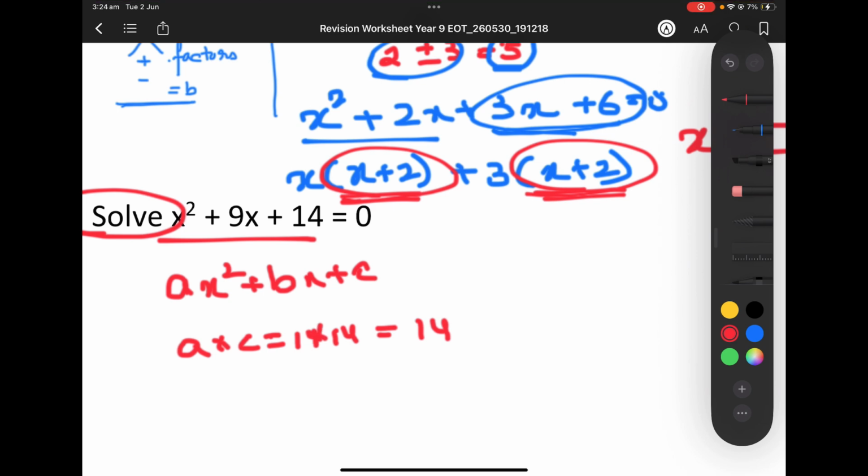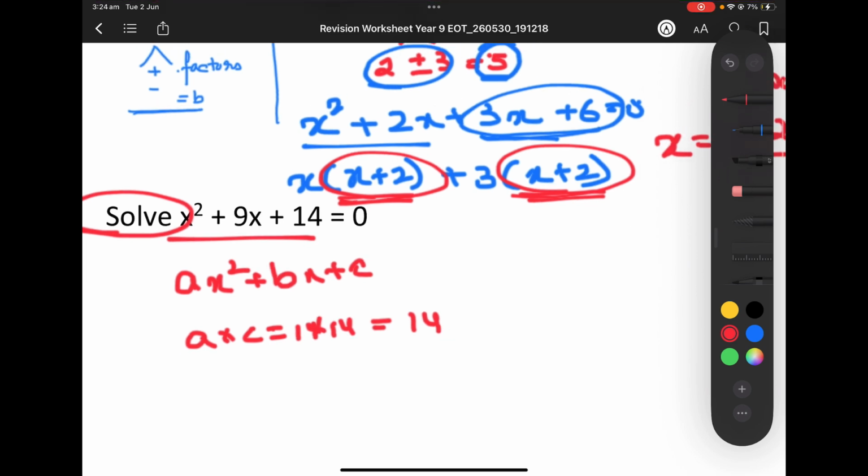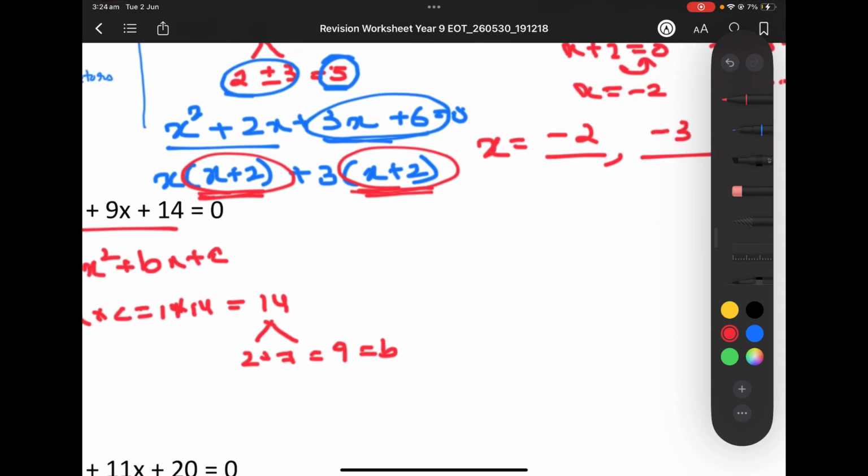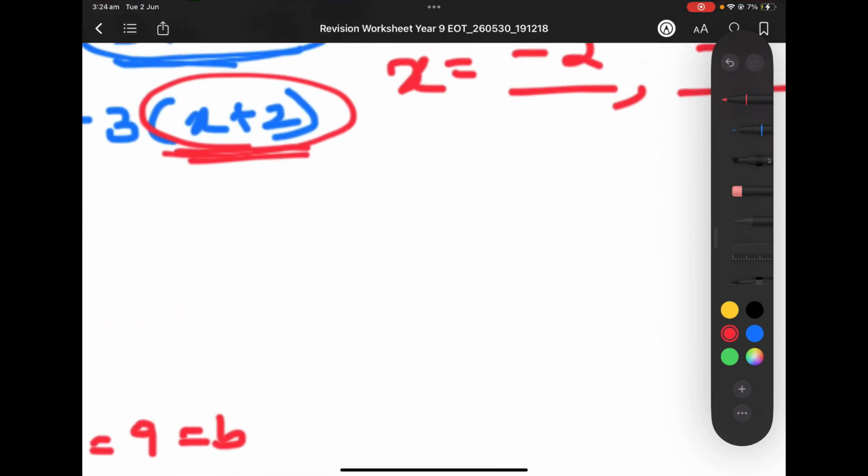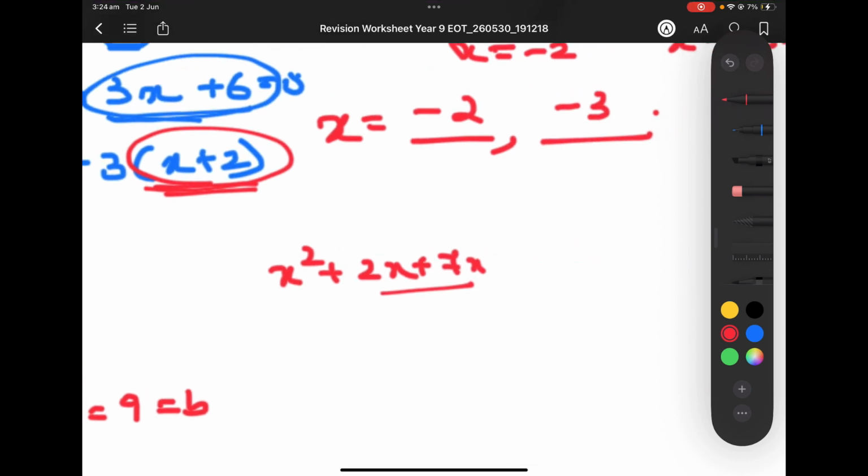Okay, and when I find the factors of 14, that is 2 and 7, when I add them it is equal to 9 automatically, which is my b term. Cool. So I'm going to split the middle term and write it. So x square plus 2x plus 7x, this eventually becomes my 9x, isn't it? Plus 14 is equal to 0.